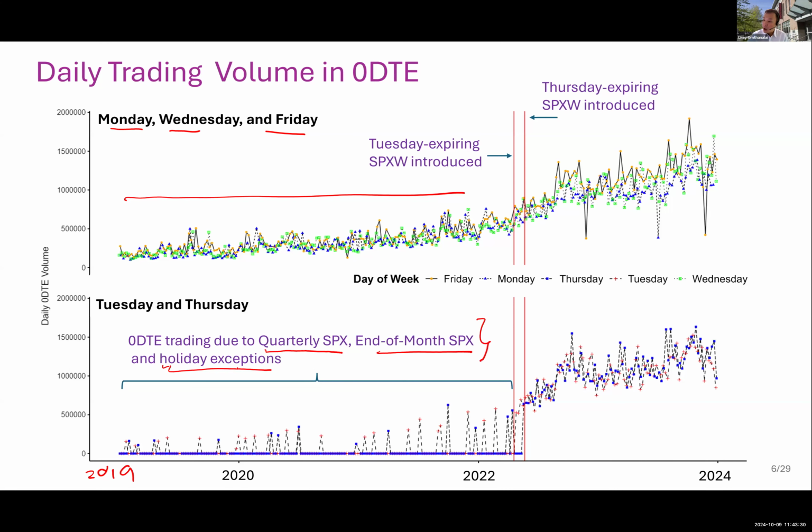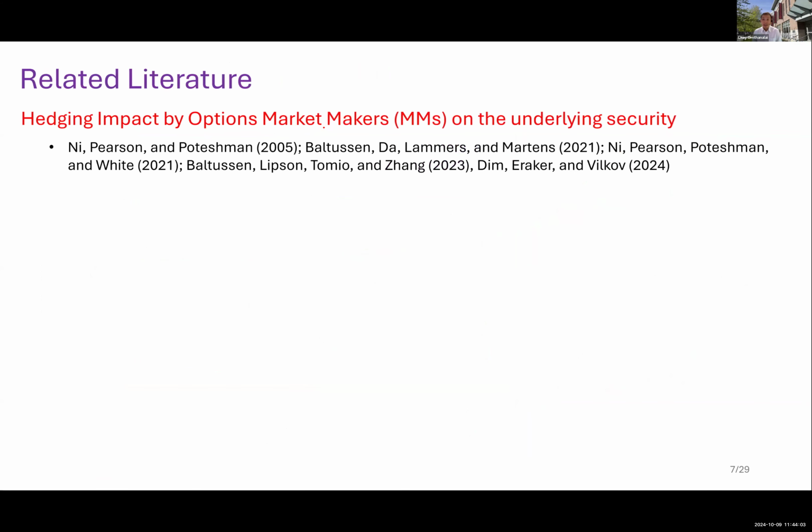What I mean by holiday exceptions is that when the contracts that were supposed to expire on Monday, Wednesday, and Friday fell on a holiday, CBOE would move their expiration to a neighboring Tuesday or Thursday. This is how we identify the variations across the day of the week, to help us compare the difference in volatility on days with and without 0 DTE trading. So let's review the related literature first.